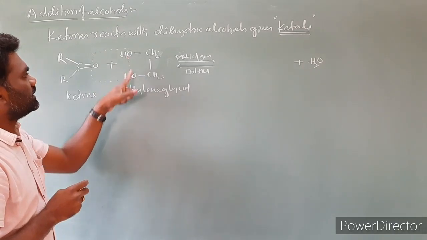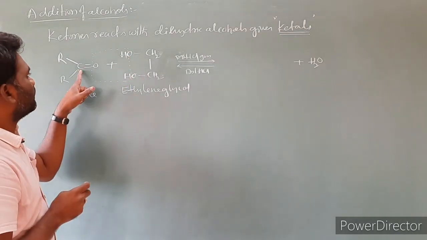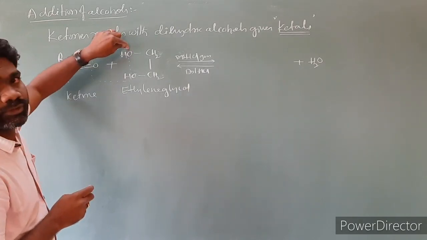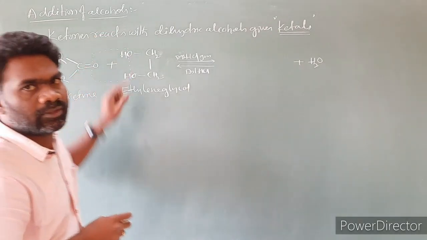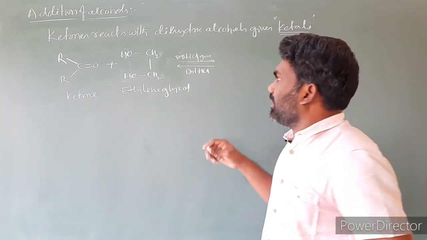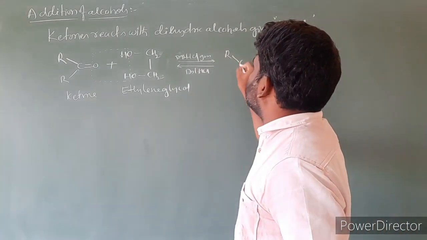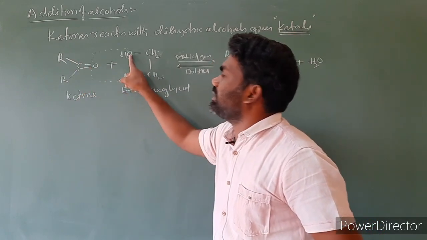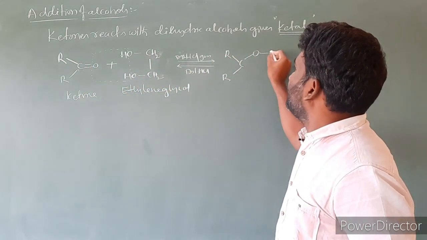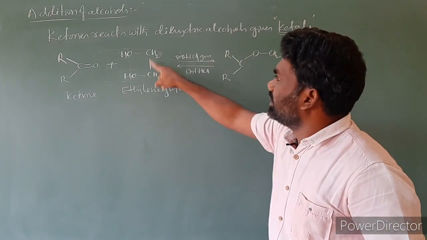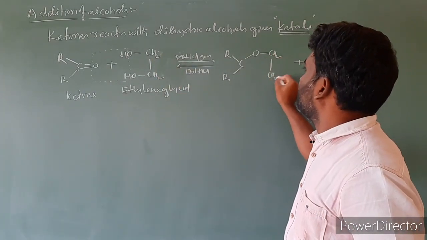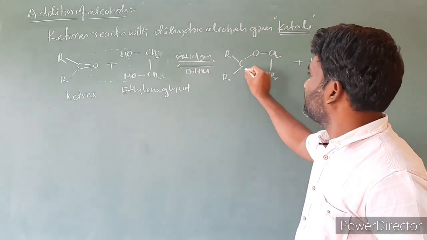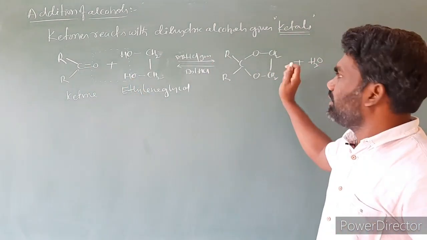Then these two oxygens we have to attach to this carbon. This carbon has a double bond; one bond is attached to this oxygen, another bond attached to this oxygen. To make it easy to write the product: R, C, this bond attached to this oxygen, OCH2, this attached to another CH2, and this attached to oxygen. This bond attached to this oxygen. That is the product. So this is the ketal.